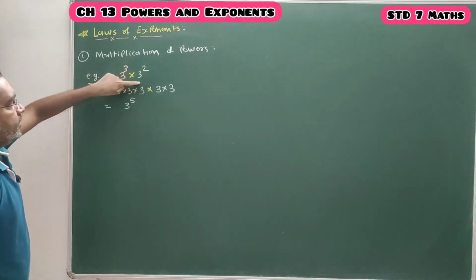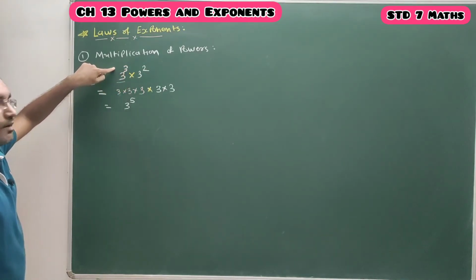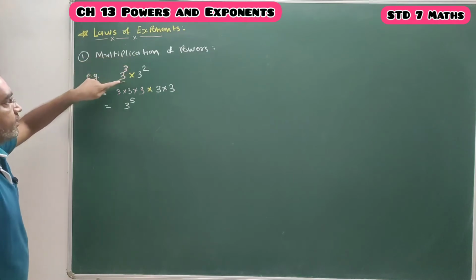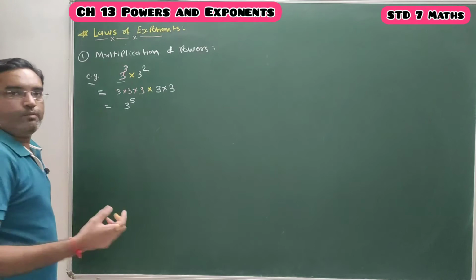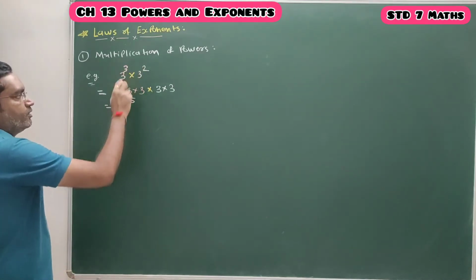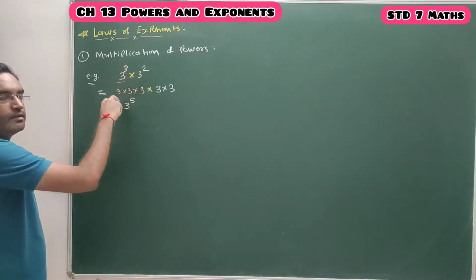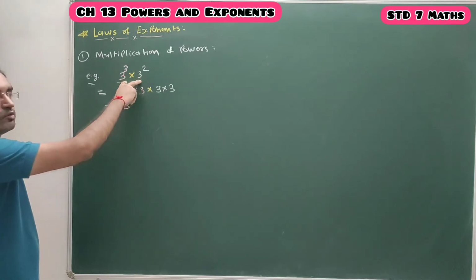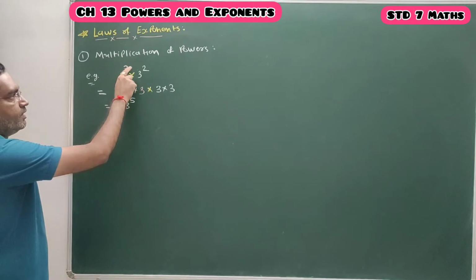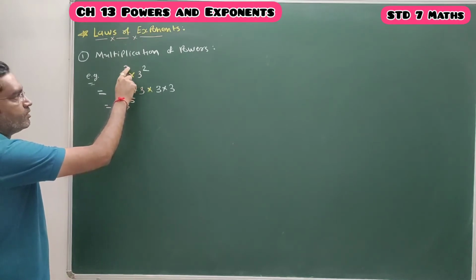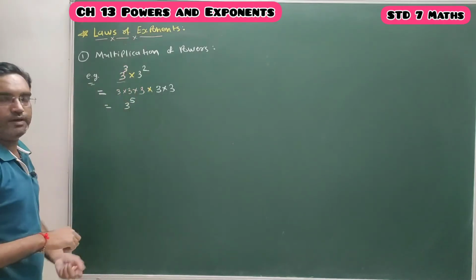Two powers are given in multiplication, and the condition is that both powers have the same base. Any exponential form has two components, base and exponent. So here two powers are in multiplication having the same base. So what can we do? We can perform the addition of the powers. The powers are 3 and 2, so the addition is 3 plus 2, which is 5. We are directly getting 5.